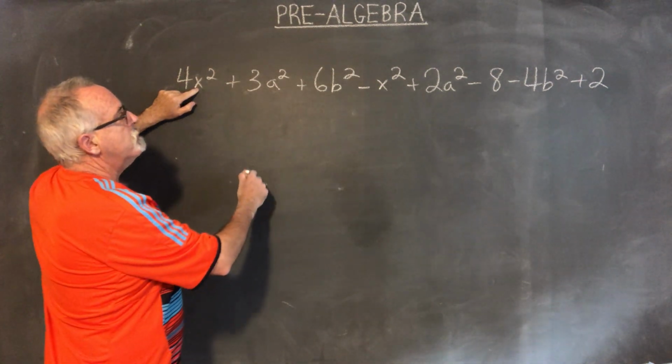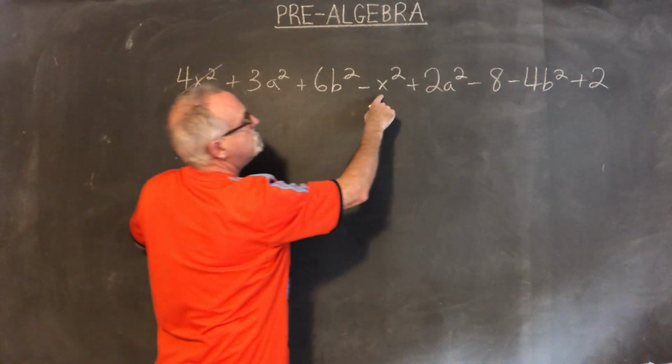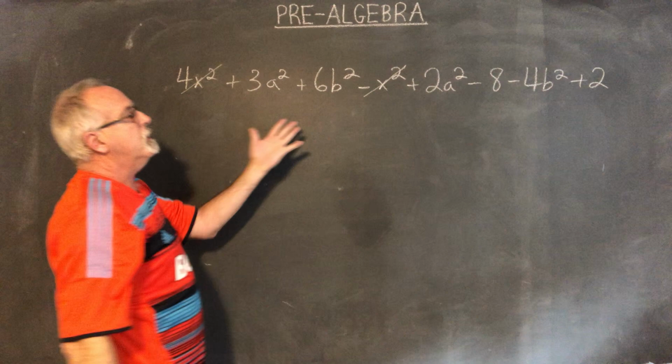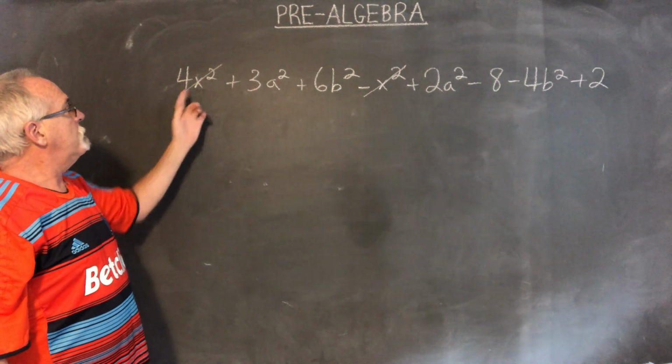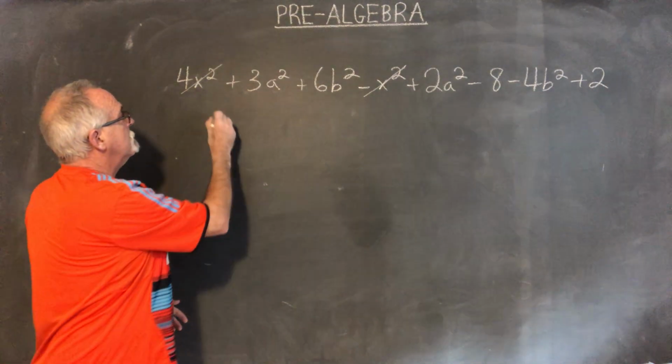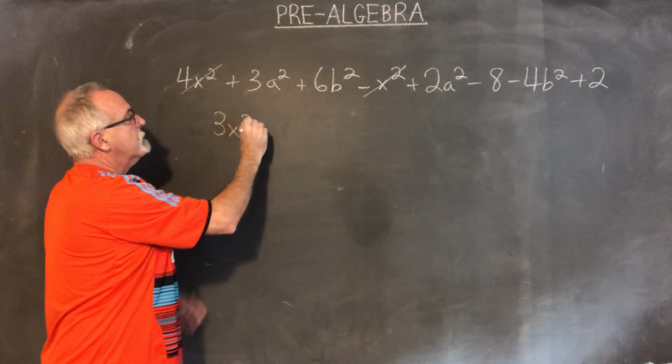Is there any other term with an x squared? Yes, there is. It's right here. There are only 2 terms here that have x squared. So it's 4x squared minus x squared. That's going to give me 3x squared, and I've already crossed them both out.